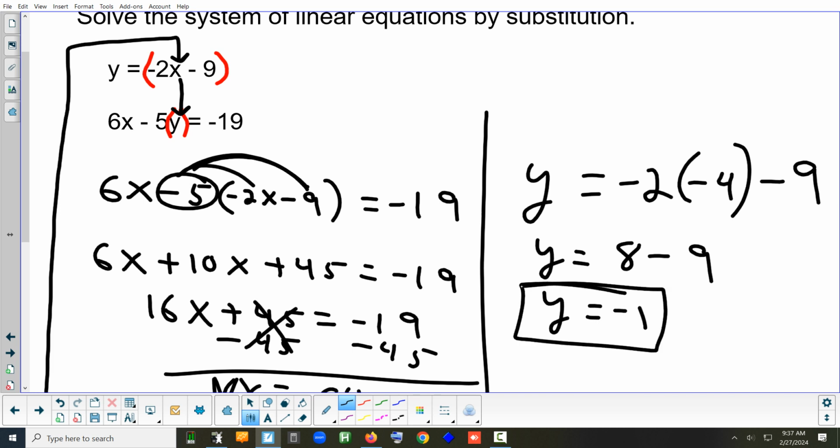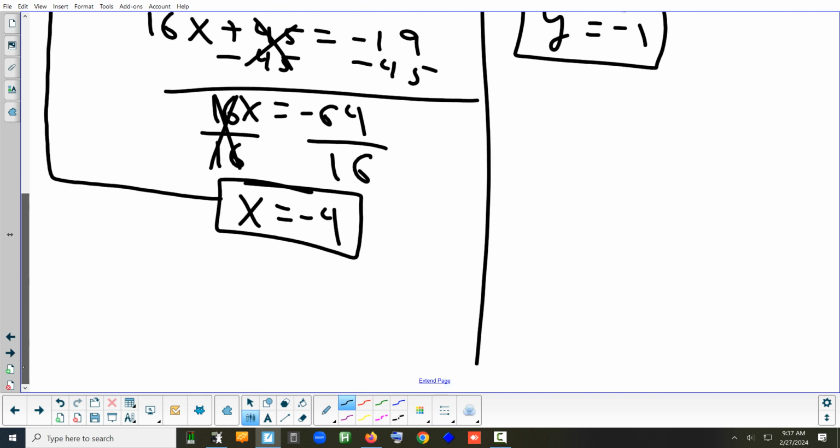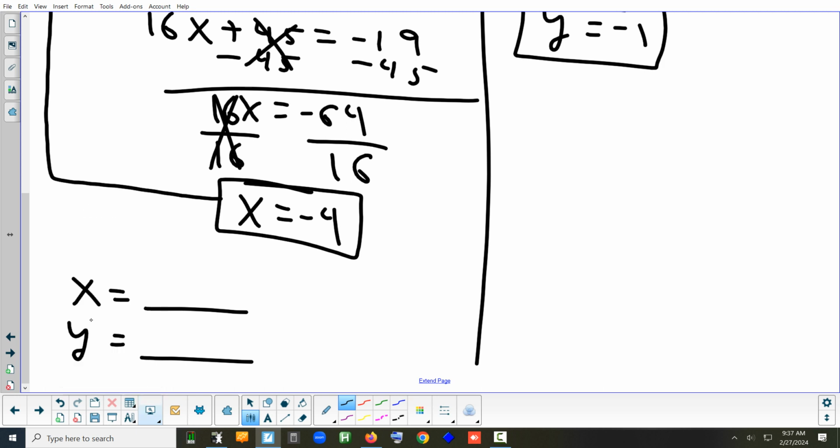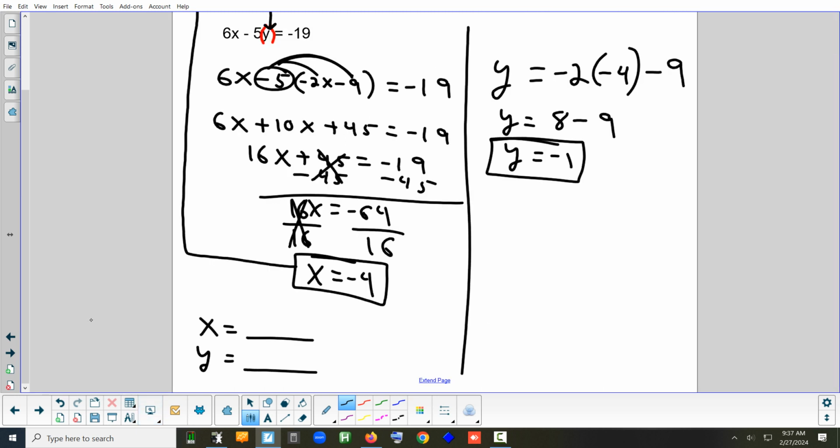And that's your answer. So I think the way it's set up on Edge Elastic, you'll have x equals, and then I'll give you a blank line. Y equals, you'll have another blank line. And you just put the numbers on each line. Negative 4, negative 1. And that's pretty much it. So that's pretty much all the work right there every time for solving a system. It's about the same amount of work you have to do every time.